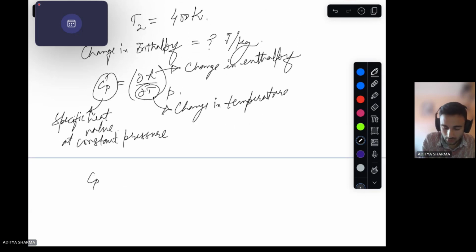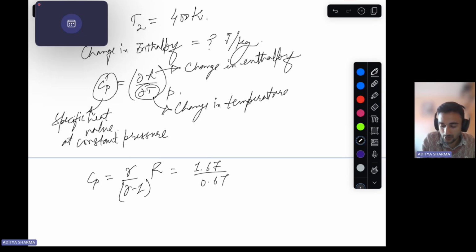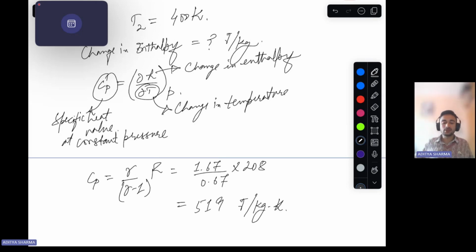So we have a formula for specific heat at constant pressure, gamma by gamma minus 1 into R. Here gamma is 1.67, so gamma minus 1 comes out to be 0.67, and R is 208. The whole thing comes out to be 519 joule per kg Kelvin.